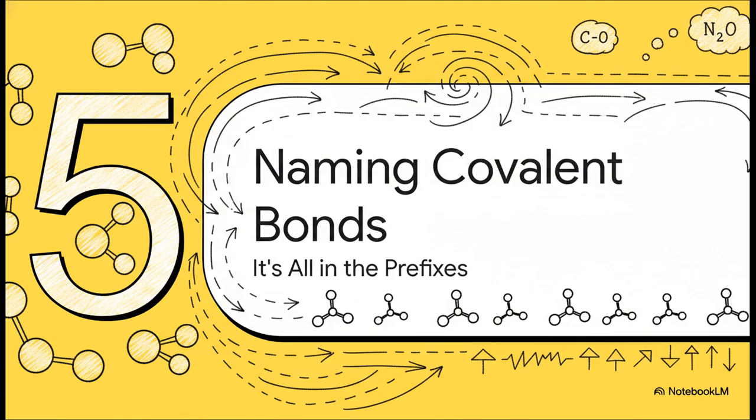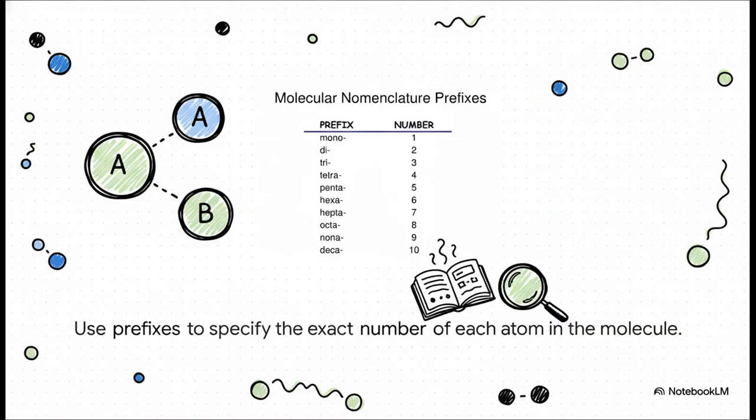You see, since these atoms are sharing, they can combine in all sorts of ways. Like carbon and oxygen can make CO, but they can also make CO2. So that simple crisscross method isn't going to work here. We need a system that tells us exactly how many of each atom are in the molecule. And this is where those prefixes finally come into play. Mono for 1, di for 2, tri for 3, and so on. This chart is your go-to tool for naming covalent compounds. The name literally gives you the formula. It's like a recipe that says, okay, take 2 of this atom and 3 of that one.